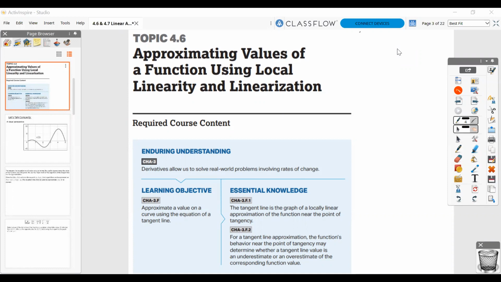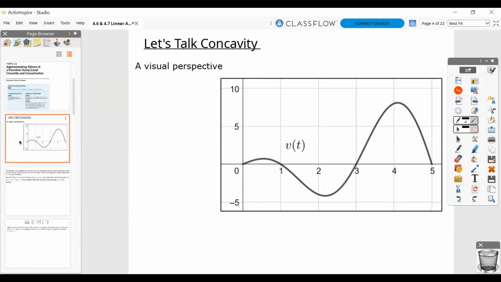We're not going to go crazy far away. We're going to do a value pretty close. And then we're going to see, is that an over or an underestimate? But first, let's talk about concavity.